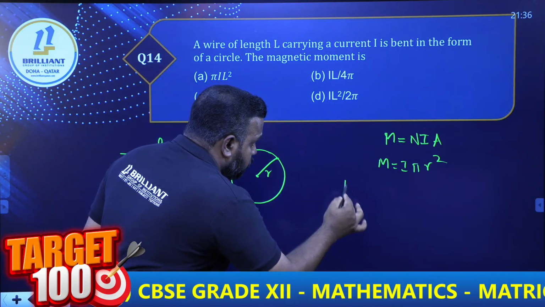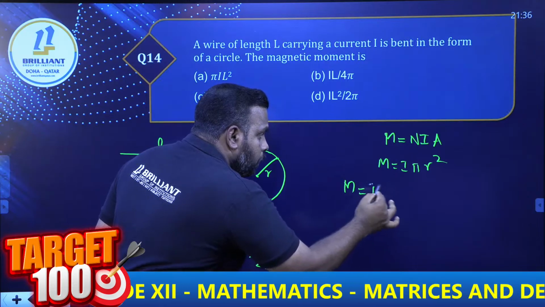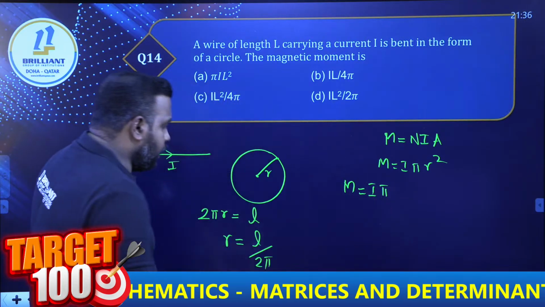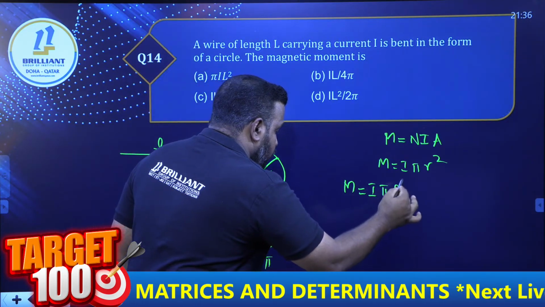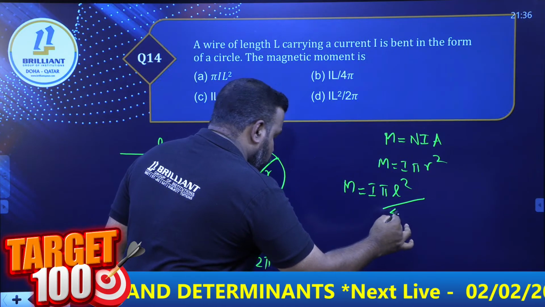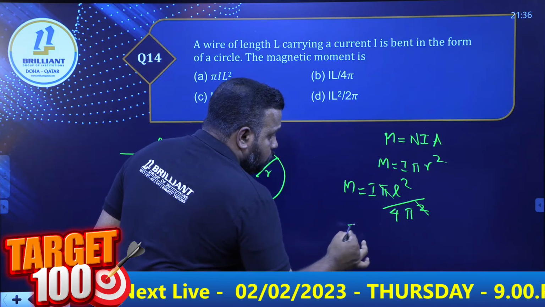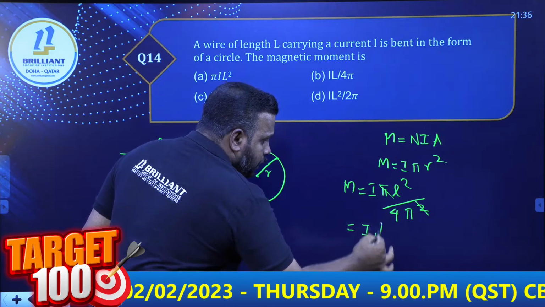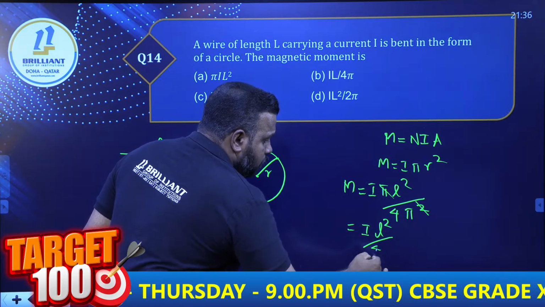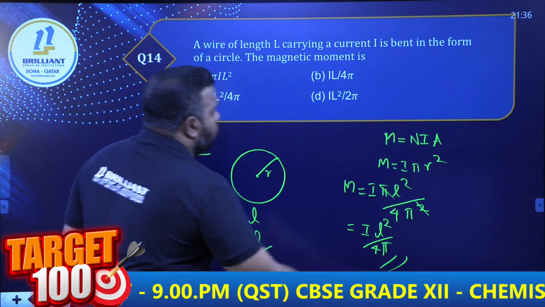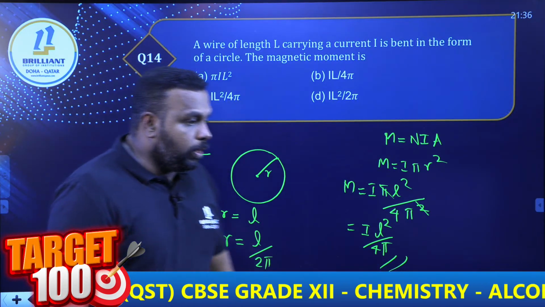We'll get the answer. M is equal to current I, pi, r square. What is r? L by 2 pi. Square it. L square by 2 square is 4 pi square. One pi will be cancelled. So look at the answer. It is I L square divided by 4 pi. I L square by 4 pi.